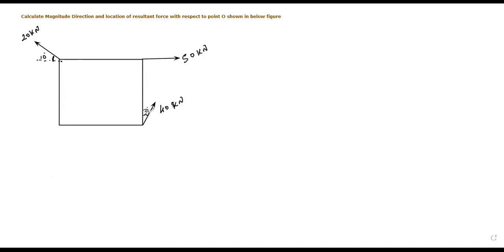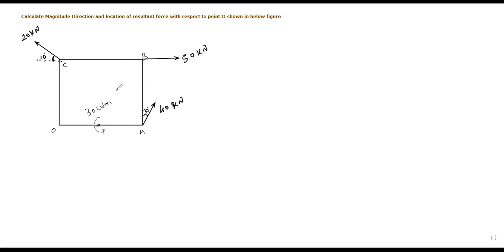Okay, your bit is clear. 30 degree. Yeah? This is point O, this is point A, this is point B, and this is point C. And the one moment is also here, 30 kilonewton meter.